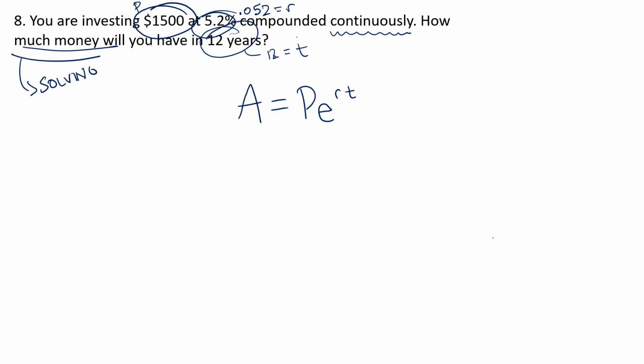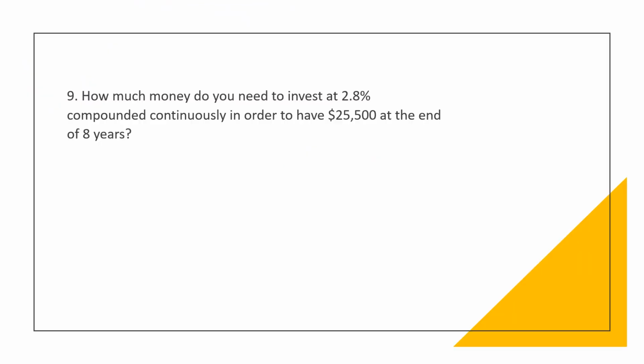Solving for A. So this is a lot like the work on the worksheet you guys did last Wednesday and Thursday. You guys should be good to go with this one. But just in case, you have 1,500, you have E raised to the 0.052 times 12. Just type that baby in your calculator.